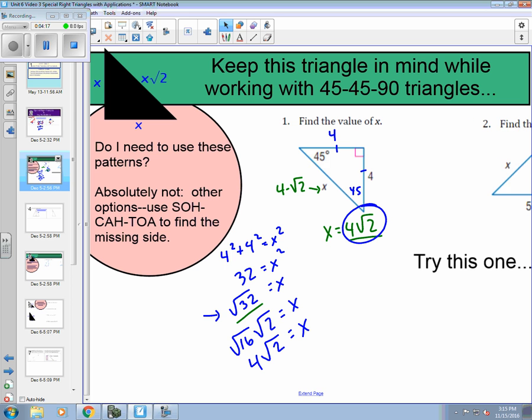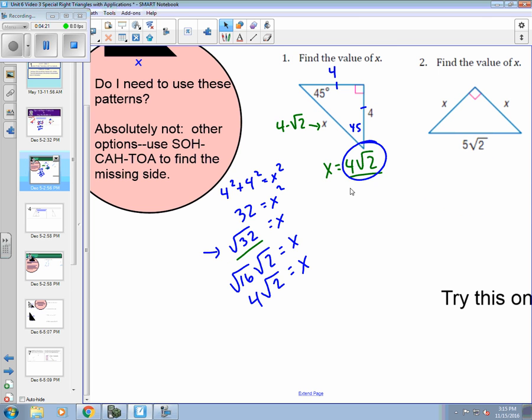All right, let's try another one. Number 2 here. What's this one going to equal? Well, again, it's a 45, 45, 90 triangle. We know that because these two sides are the same, meaning these have got to be the same angle here.